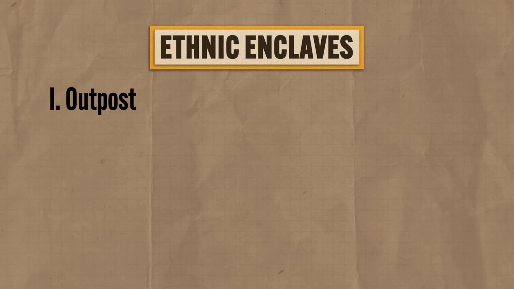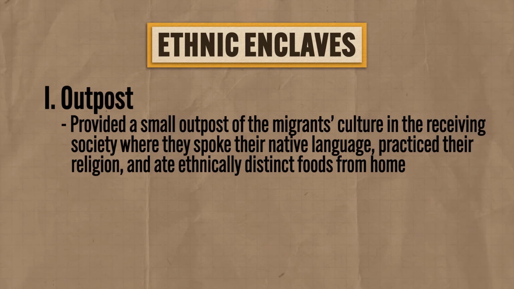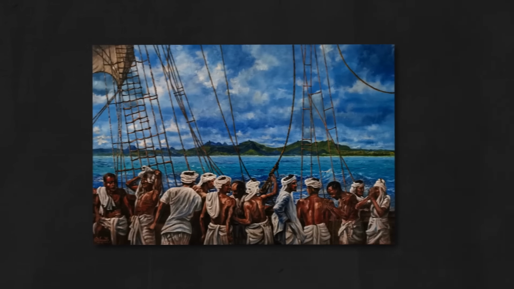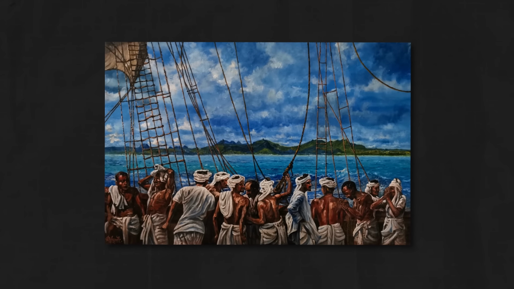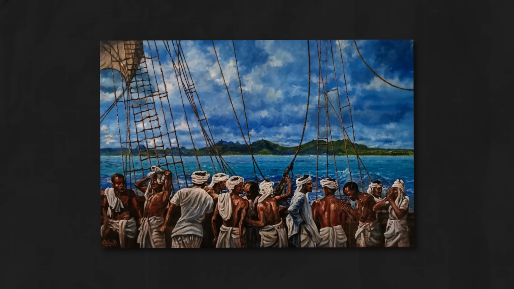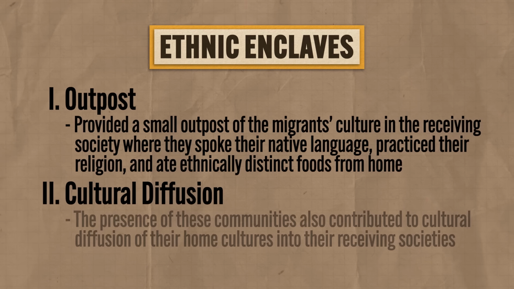First, ethnic enclaves provided a small outpost of the migrants' culture in the receiving society where they spoke their native language and practiced their religion and ate ethnically distinct foods from home. In that way, these were places of familiarity in the midst of very unfamiliar surroundings. For example, Indians who migrated to Mauritius and Natal were both Hindu and Muslim, and they practiced these religions together in their ethnic enclaves.